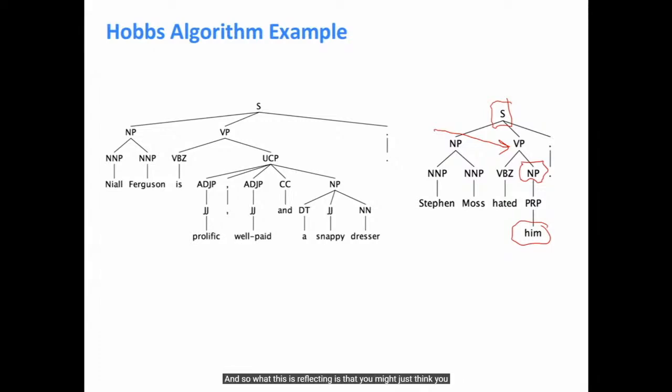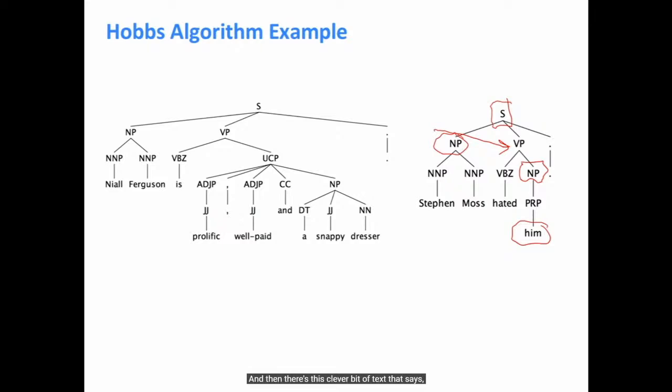And so what this is reflecting is that you might just think you should go to the closest thing to find reference. But actually, if you have reference within the same sentence, it's much more common for the highest syntactic roles to be what you're co-referent with. So you're more likely to be co-referent with a subject than an object, and you're more likely to be co-referent with an object than something like a noun phrase that's inside a prepositional phrase that follows the object. So we're going to start from the left here, and we're going to say, here's a noun phrase, Stephen Moss. That's the first one we come to.